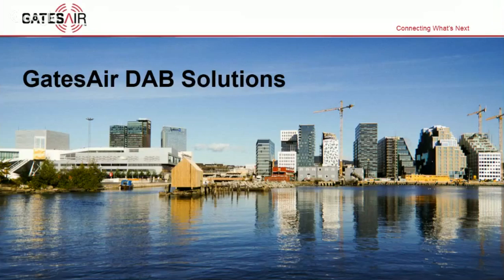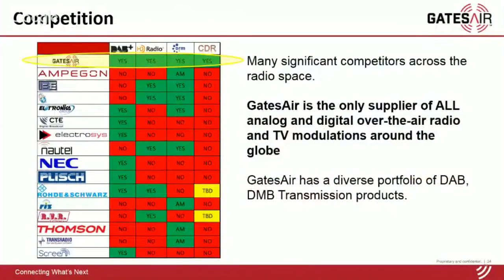Let's talk a little bit about what we do at GatesAir, some of our solutions. First of all, we're in the middle of some fairly significant competition across the industry, but we're the only supplier of all of the over-the-air digital radio modulation standards. We do DAB plus DAB, we do HD radio, DRM, and China digital radio. None of the other competitors do this. You can see the field's pretty broad.